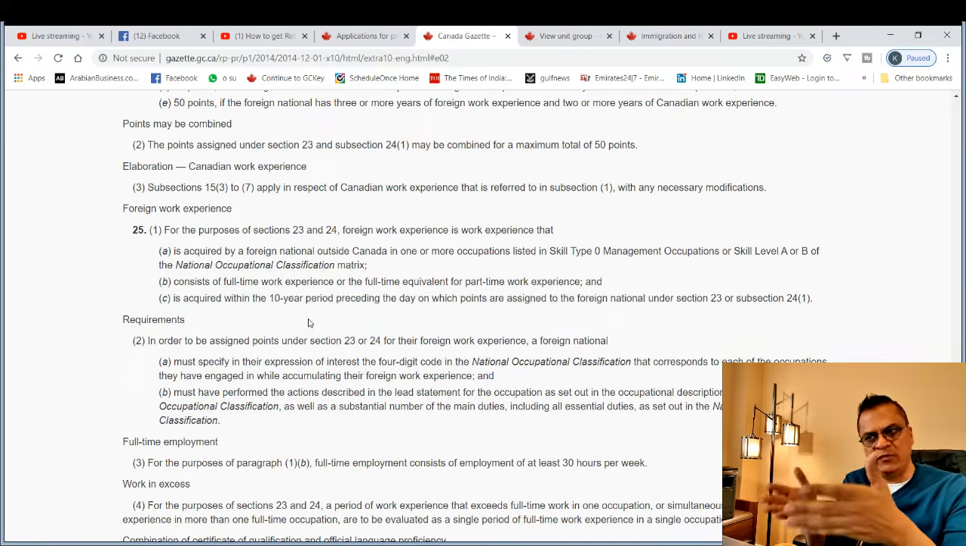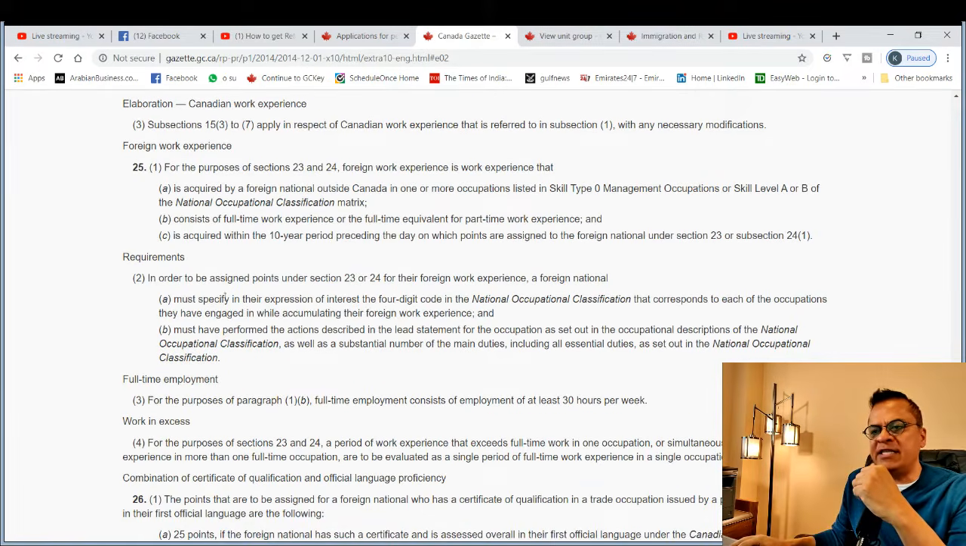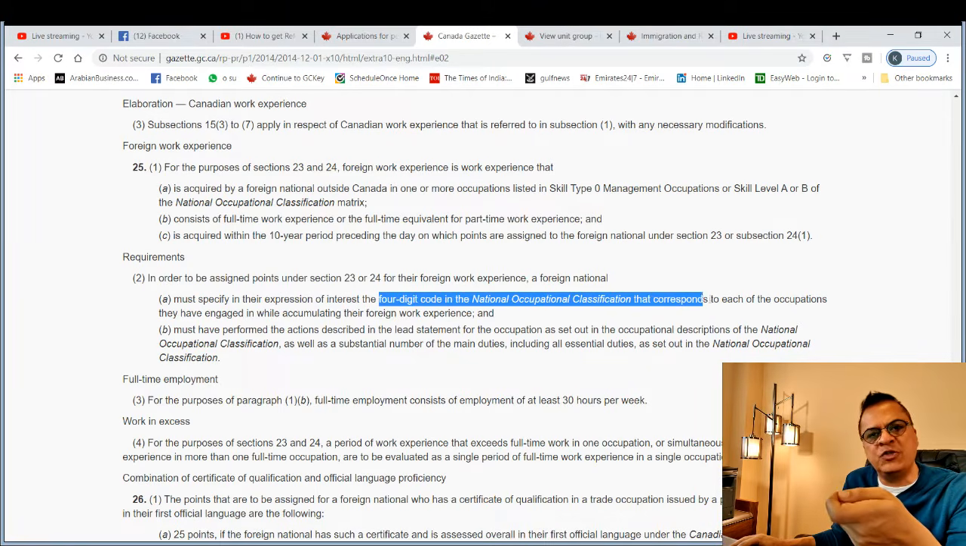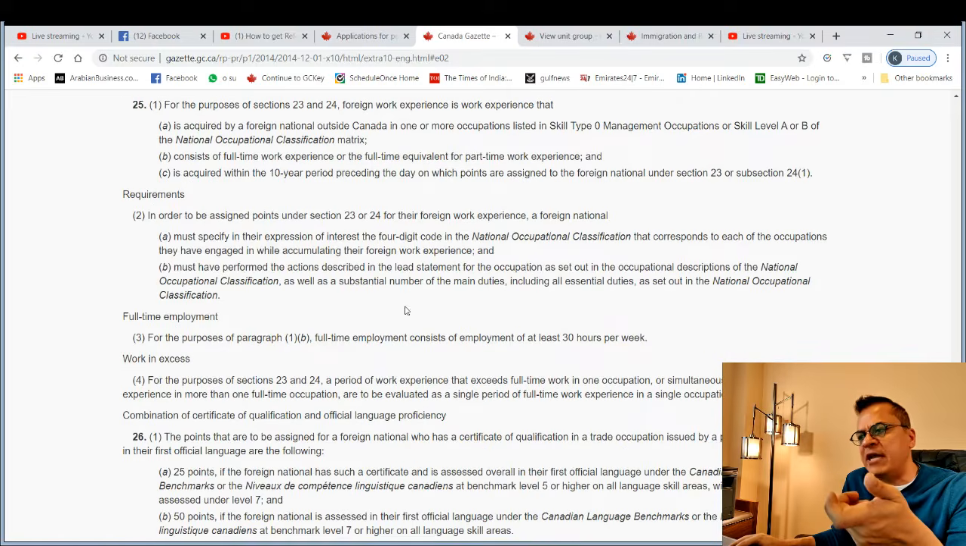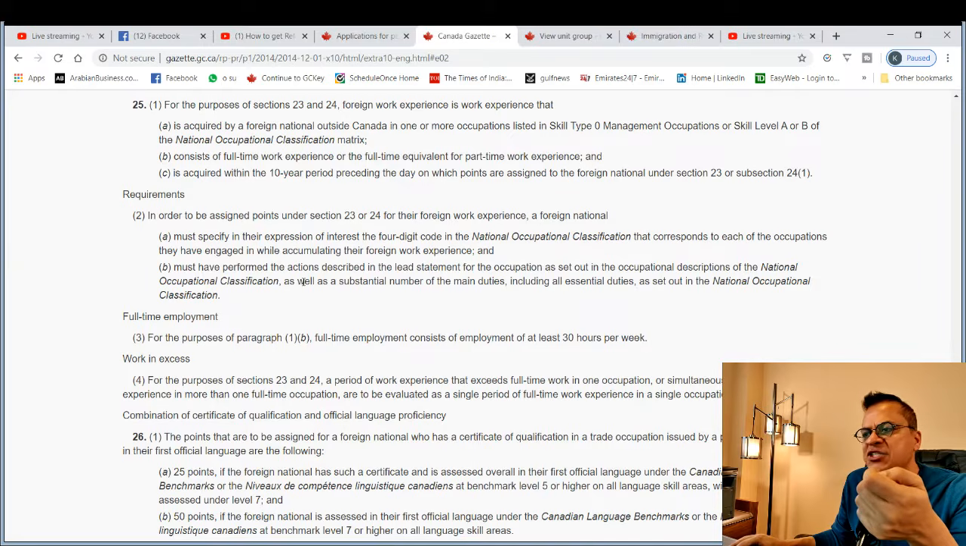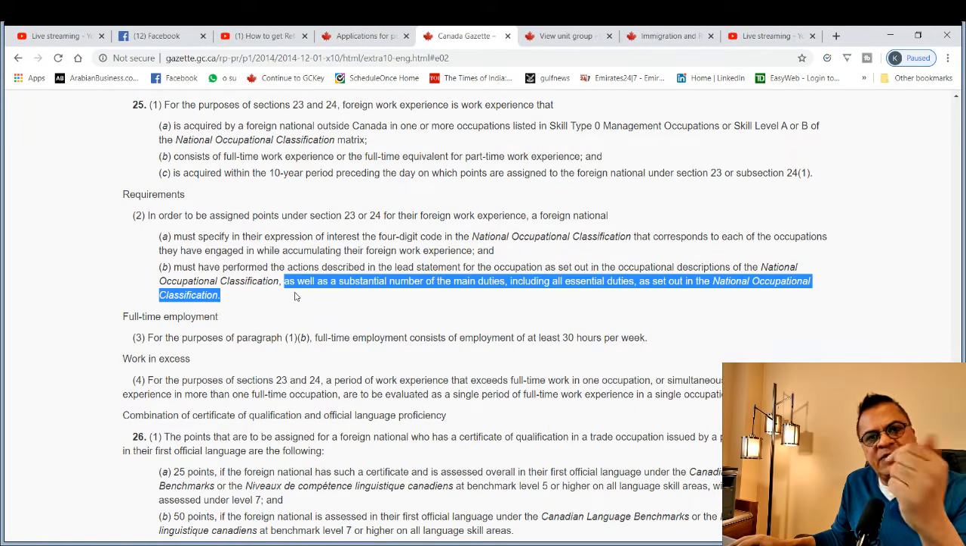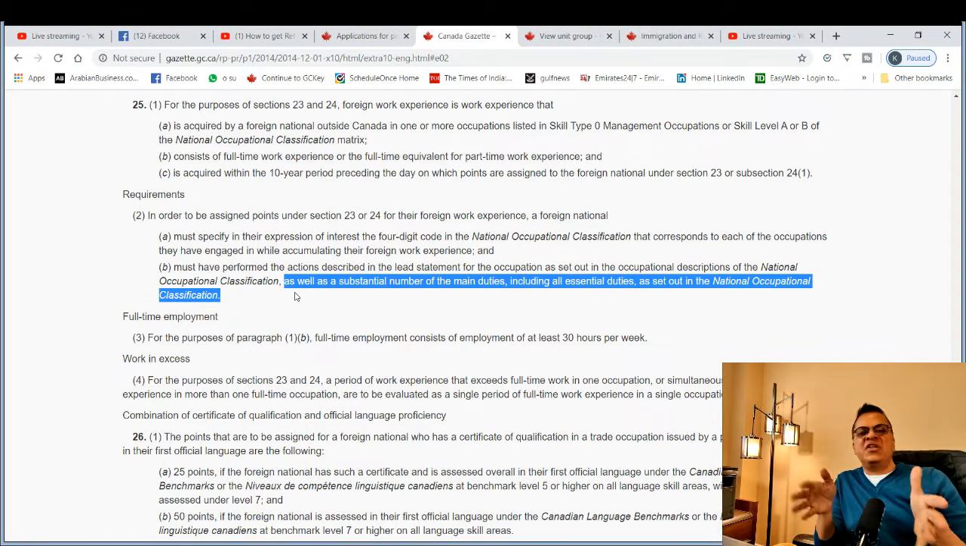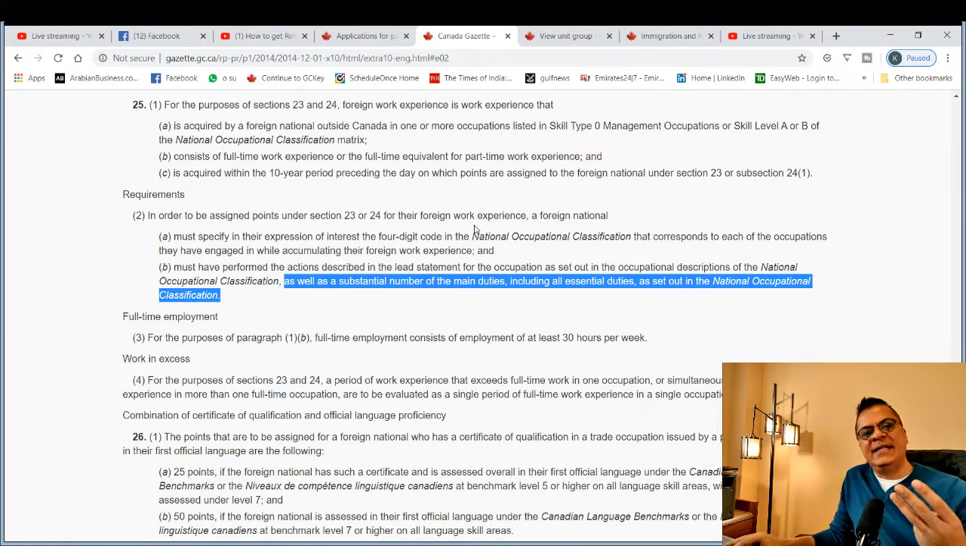Now the next one is that in order to be assigned points, you must specify in your expression of interest. Expression of interest here refers to the Express Entry profile, the 4-digit NOC code that you will choose, which we have already figured out how you will look at, and you must have performed the actions described in the lead statement. Again, the same thing that was mentioned in the law, as well as a substantial number of duties. There you go. So the ministerial instructions are covered, the Gazette or the ministerial instructions covered, and the immigration law covered, to explain to you the 3 important factors that CIC is looking for in your work experience.